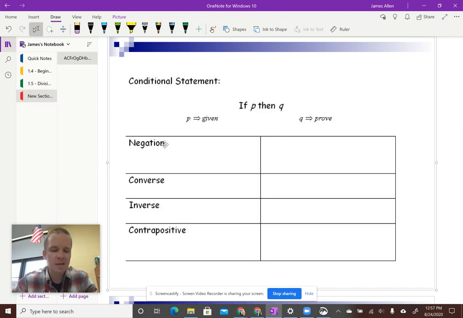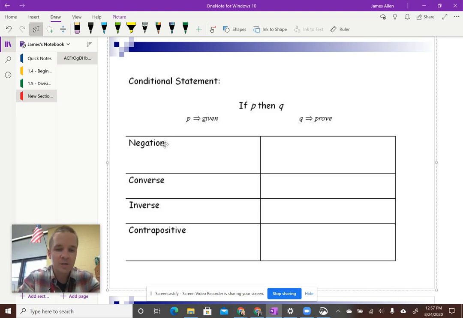So, conditional statement. If P, then Q. That's our conditional statement, meaning P would be, if it's sunny out, and then Q is it's warm. That's not necessarily true, but it can still be an if-then statement, right? If two segments have equal measure, that's the P, then they are congruent, that's the Q. So it's just the two parts of our statement.